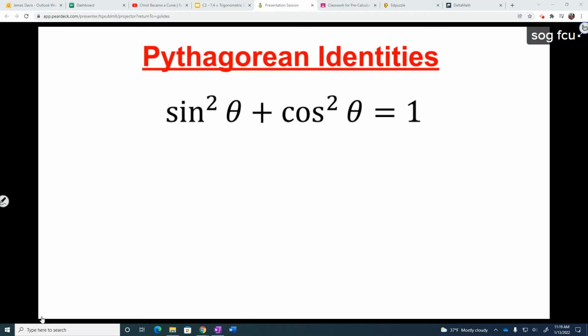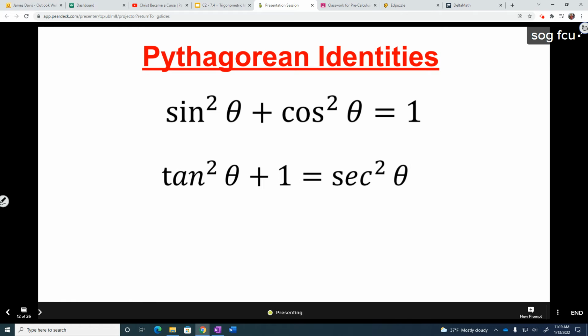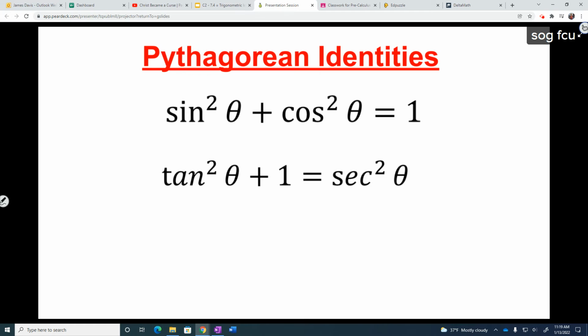So you don't have to memorize these, but if you were going to memorize one, I would say memorize this one. The other two are a little bit harder to memorize because they're not as familiar of trig functions and they're not used as often. But tangent squared theta plus 1 equals secant squared theta.